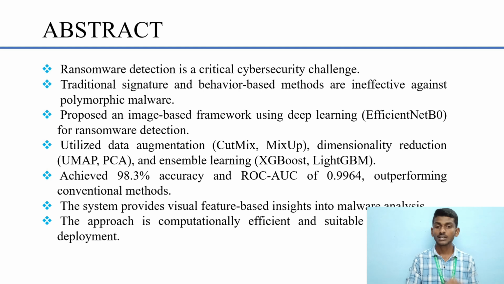So move on to the next. We utilize data augmentations like CutMix and MixUp, dimensionality reductions like UMAP and PCA, and ensemble learning like XGBoost and LightGBM. By using all these, we achieved the best accuracy of 98.3% and ROC of 0.9964, outperforming the conventional methods. It's truly a very high accuracy in the CNN model. So the system provides visual feature based insights into malware analysis. The approach is computationally efficient and suitable for real world deployment. Let's move on to the next slide.